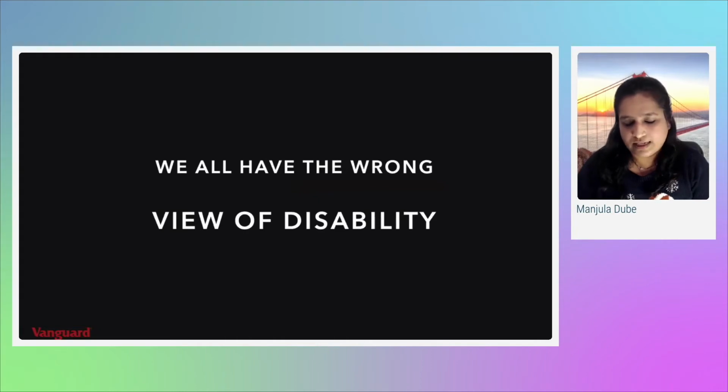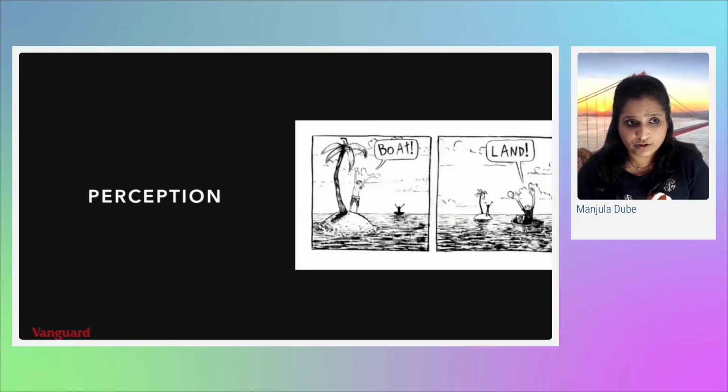We all actually have a wrong view of disability. For example, when I started working with accessibility in general, I had a very wrong view. I only thought that it's about blind people, but it's way more beyond that. That means we have a different perception, but it is important to learn that we need to serve a lot of diverse group of audience.